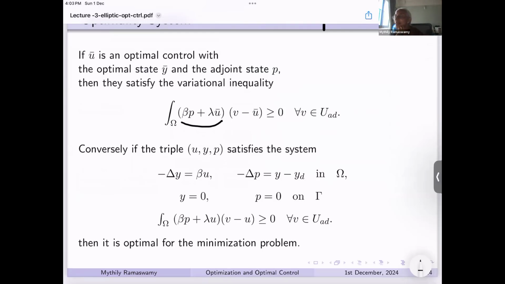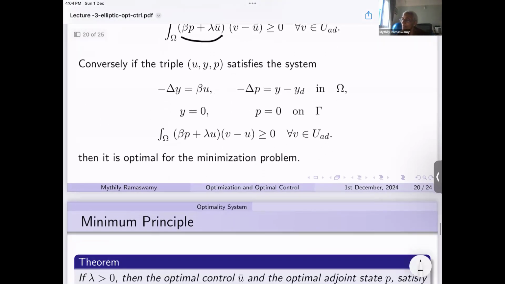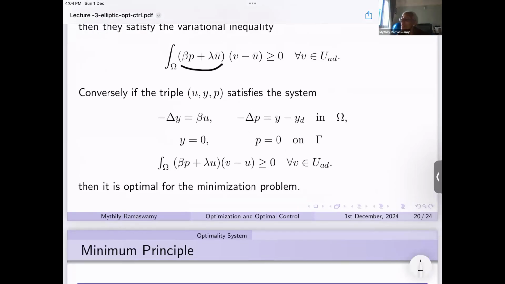So the adjoint equation will satisfy minus Laplacian of P is equal to Y minus YD, and the original equation was given as minus Laplacian of Y equal to beta U. Both have Dirichlet boundary condition, and this beta P plus lambda U bar is the derivative of this function, and that will be acting on V minus U bar will be greater than or equal to 0. The easier case: if it is 0, then I can even calculate what is U. The U will be minus beta P by lambda.